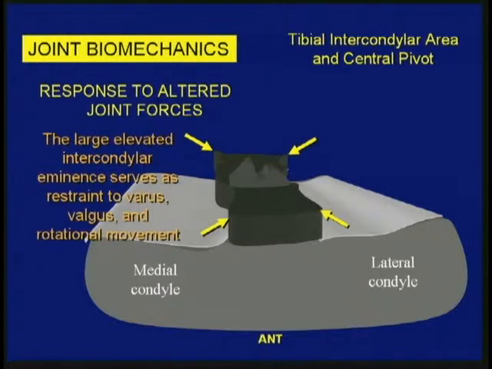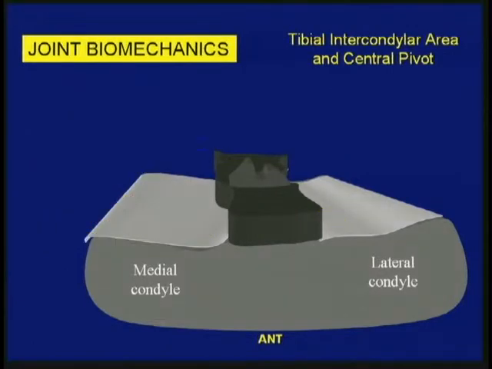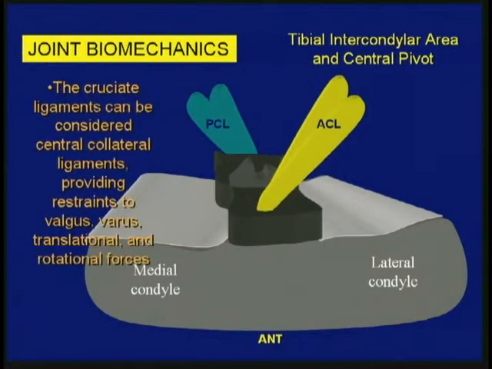This bone block serves to restrict certain movements, including varus and valgus movement, and certain rotational movements that might otherwise take place in the knee. Attaching to this central bone block are the anterior and posterior cruciate ligaments. I think that you should regard these as central collateral ligaments of the knee when you try to understand the biomechanics of the knee, and I will explain this in a little more detail later on.